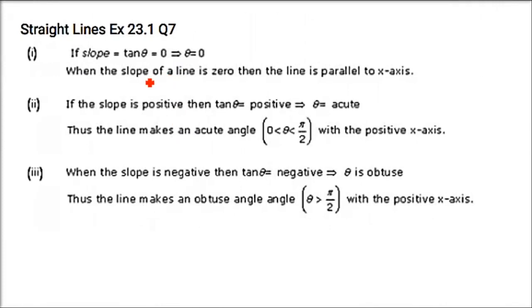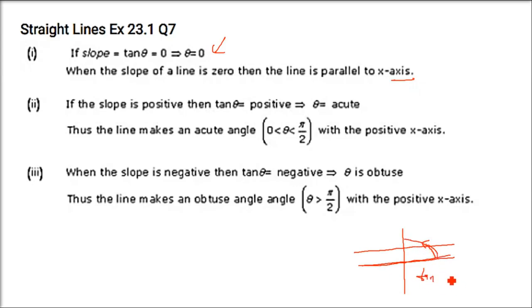What can be said regarding a line if its slope is 0, positive, or negative? We have already done this when we were discussing the theory. Slope is always measured from the positive direction of the x-axis. Now if we have a slope of 0, that means this line is either the x-axis itself or parallel to the x-axis, because there is no angle between them. So theta is 0.